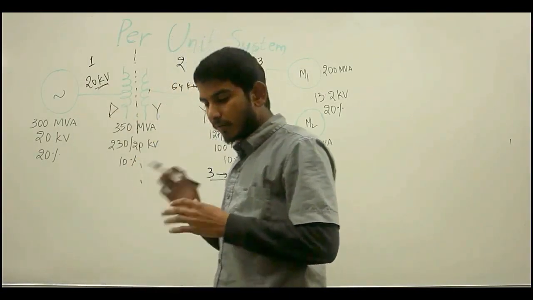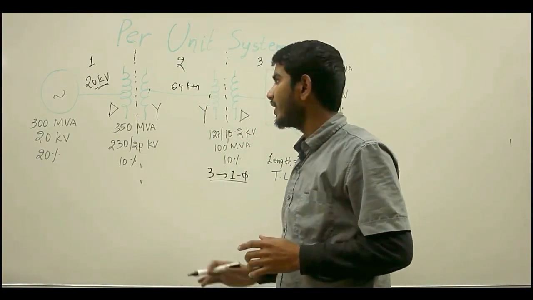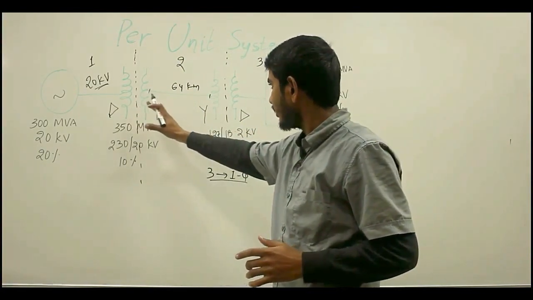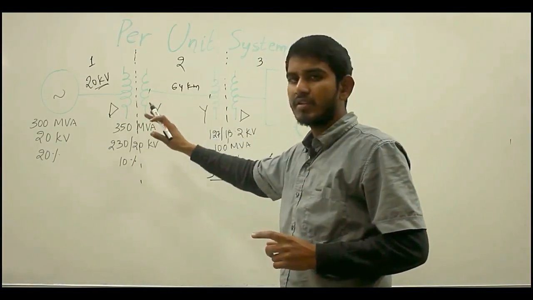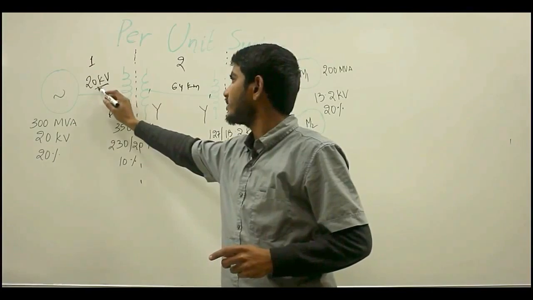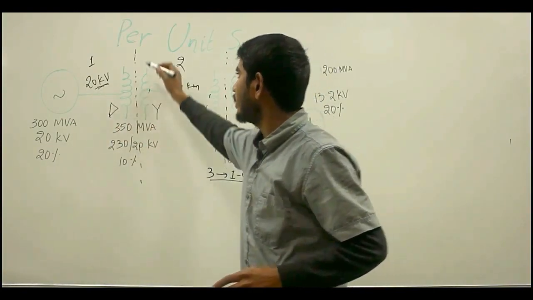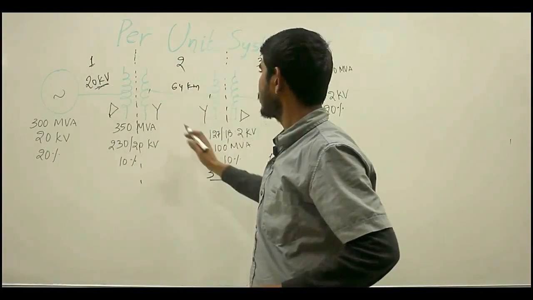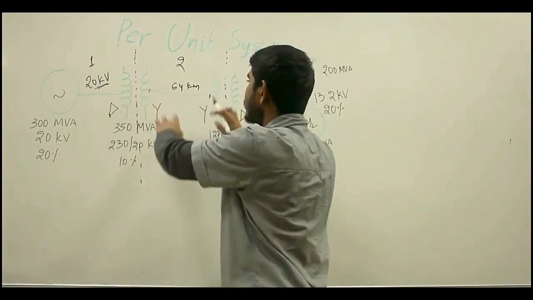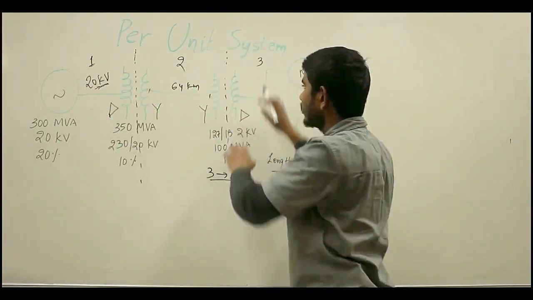Before proceeding to the calculation, we have to divide the transmission line into a number of zones. The number of zones depends on the base kVs. So here you will be having one zone. This is the second zone because they are connected to the same points here. Here also they are connected to the same points, and this is your third zone.